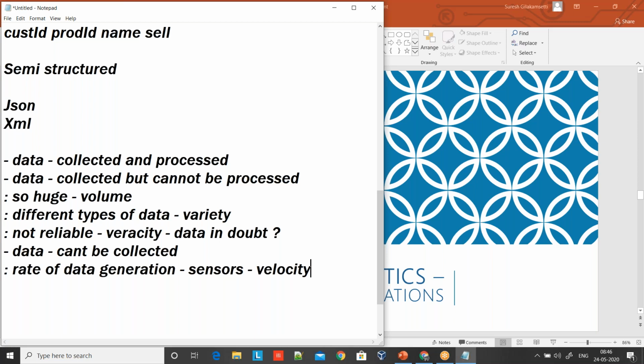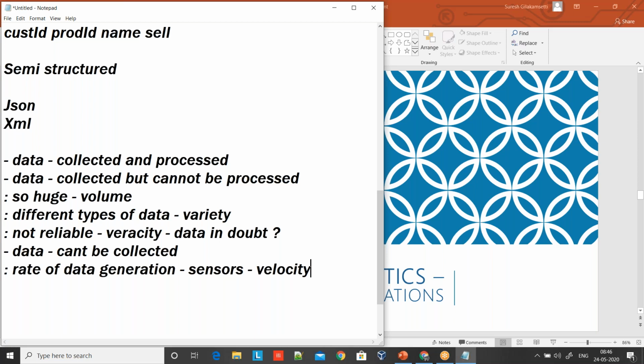And why is it not being processed by that particular machine? When I say machine, I'm referring to a computer or a processor. Maybe because of any of these reasons. The data is so huge that my system was not able to process it, or I have a system which deals with only structured data and I'm not able to deal with unstructured data. And second thing, I have data, but I don't know what to do with it. And the third thing, velocity. The rate of data generation is so huge that my system was not able to match the pace of the data generation rate.